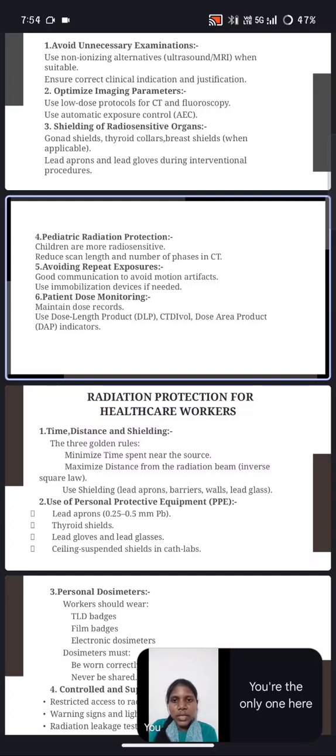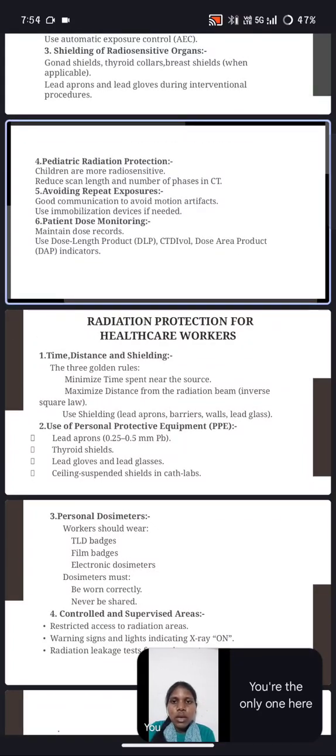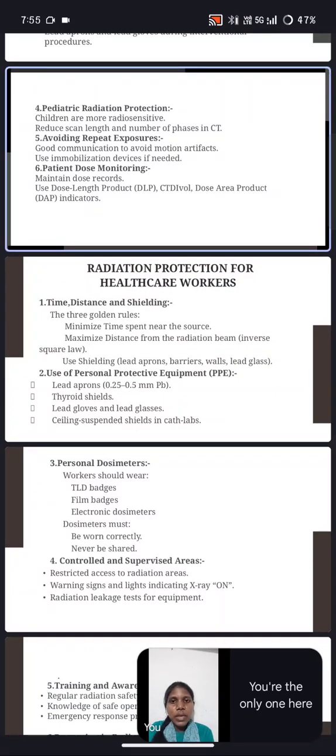The fourth one is pediatric radiation protection. Children are more radiosensitive, so we reduce the scan length and number of phases in CT. The fifth one is avoiding repeat exposures. Good communication to avoid motion artifacts, and use immobilization devices if needed. The sixth one is patient dose monitoring. Maintain dose records and use dose length product, for example dose area product indicators.